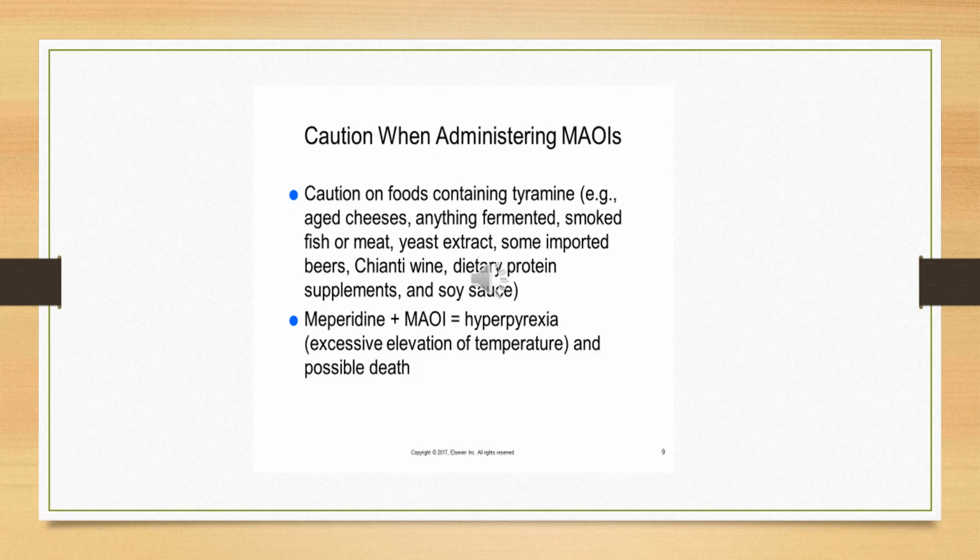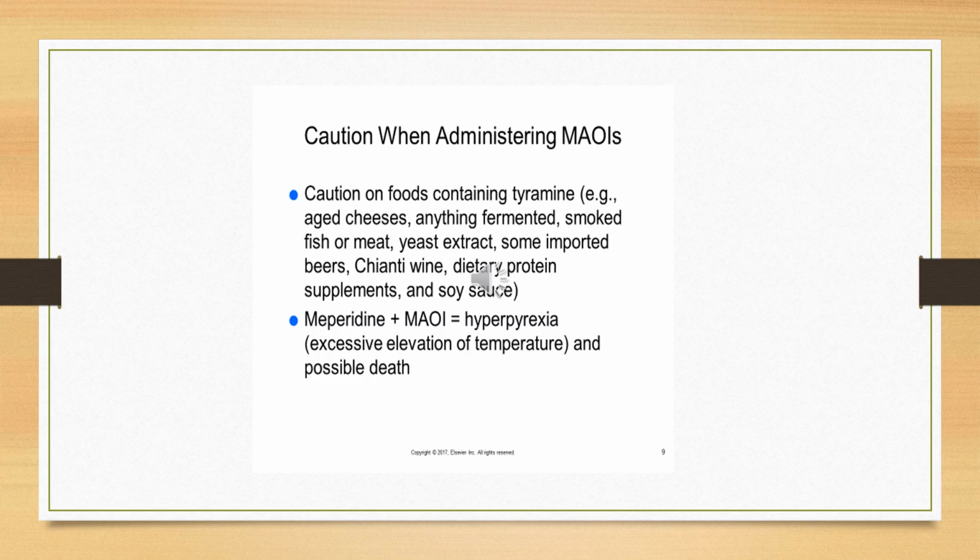A couple of precautions you want to take with individuals taking the MAO inhibitors. You want to caution with foods containing tyramine, like your aged cheeses or anything that's fermented, smoked fish and meat, yeast extract, because these things combined with the MAO inhibitors can dangerously raise your blood pressure.